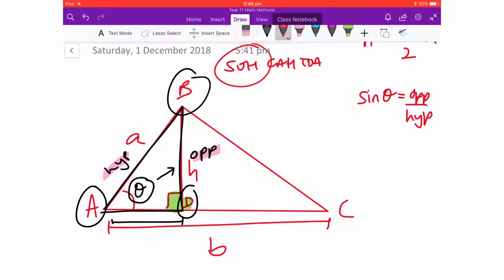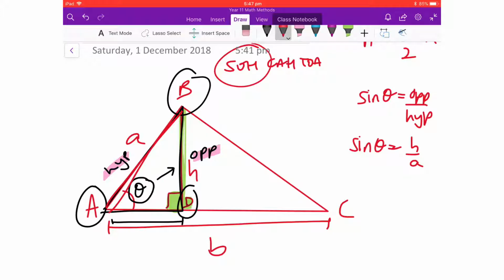So let's fill in what we know. We don't know theta. Theta's just an angle, we'll leave it there. What's our opposite in this case? In this case, we have an opposite of H. So our opposite is equal to H, divided by A. A is our hypotenuse there, so it's H divided by A.